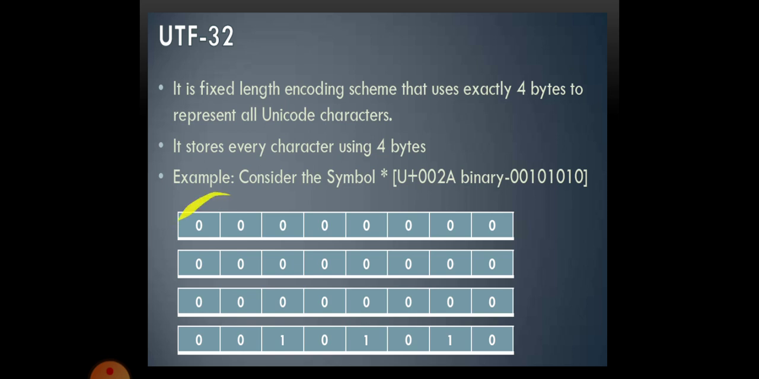So it has the 4-byte encoding scheme. The first byte consists of 0, the second byte is 0, then the third byte is also 0, because the value has only 8 bits. Like that, it has 4 levels of bytes.